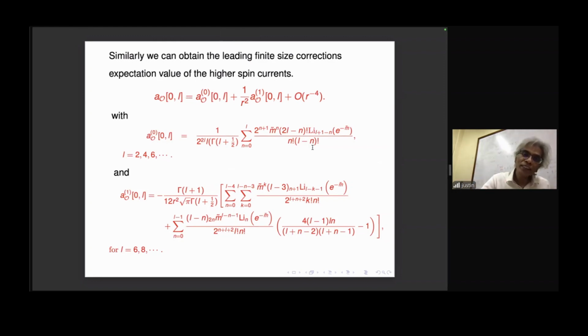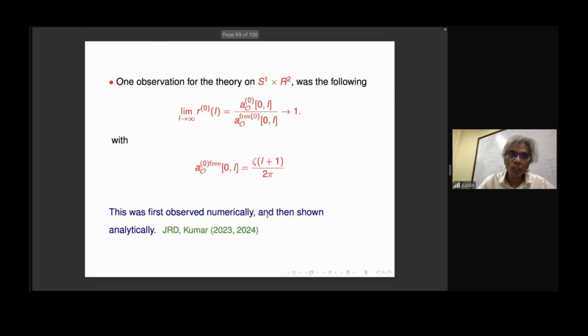Similarly, proceeding this way, you can obtain higher spin, and in fact we have obtained the higher spin 1-point functions to the first 1 by r squared correction. There is this observation which we have been making over a series of papers. One of the observations is the following: if you take the 1-point functions of these higher spin operators and divide them by that of the Gaussian, the free theory.